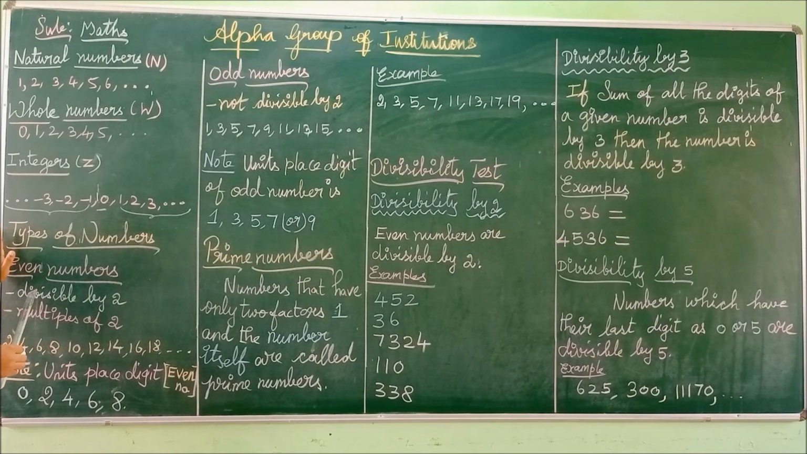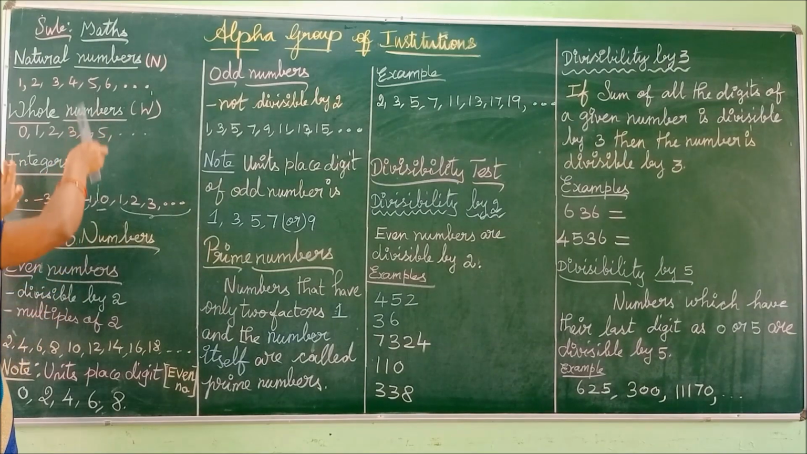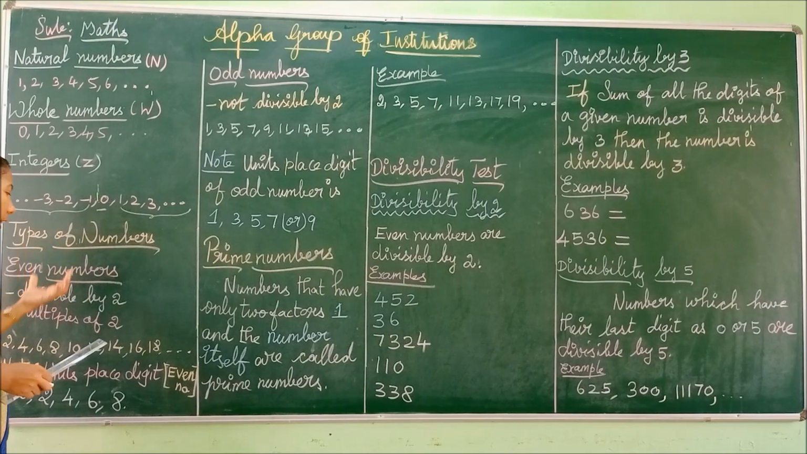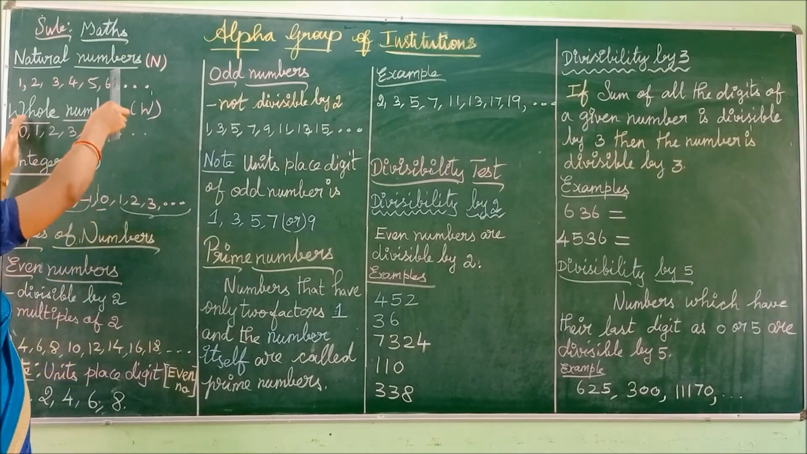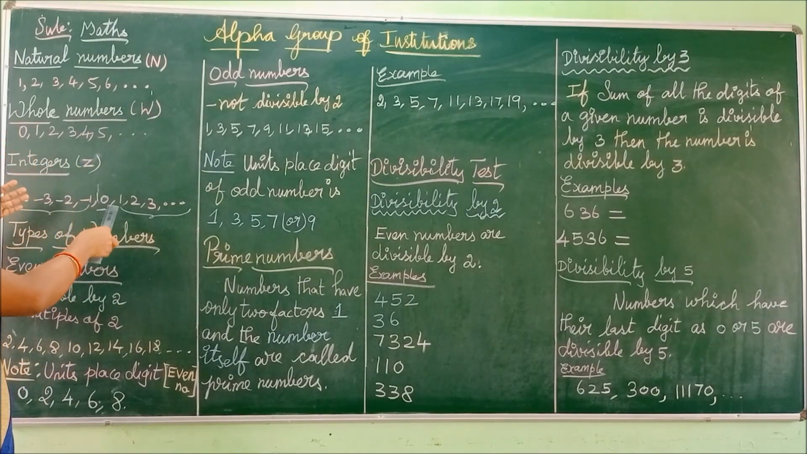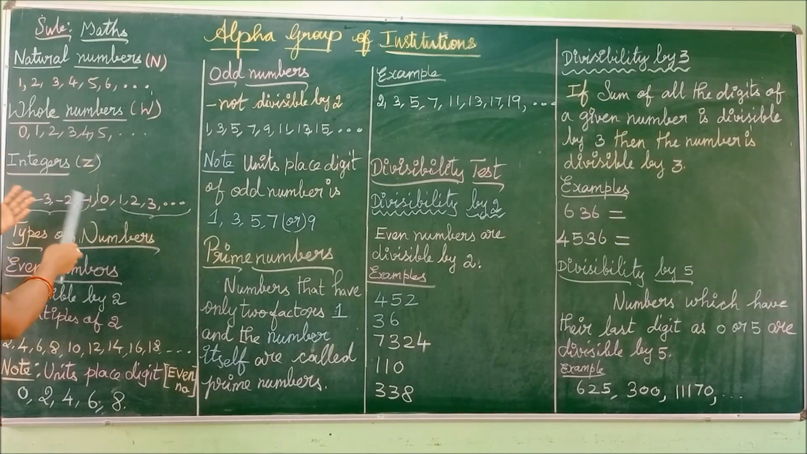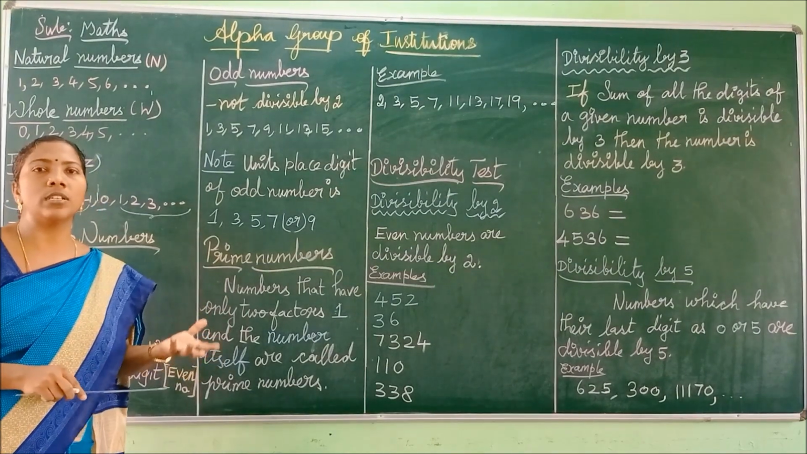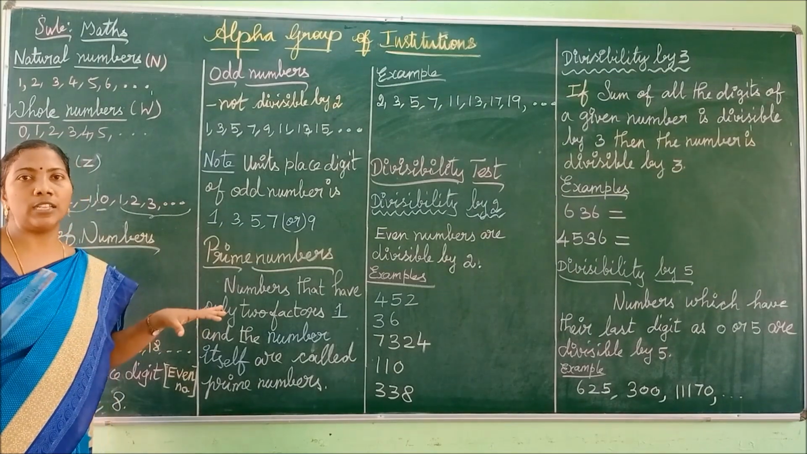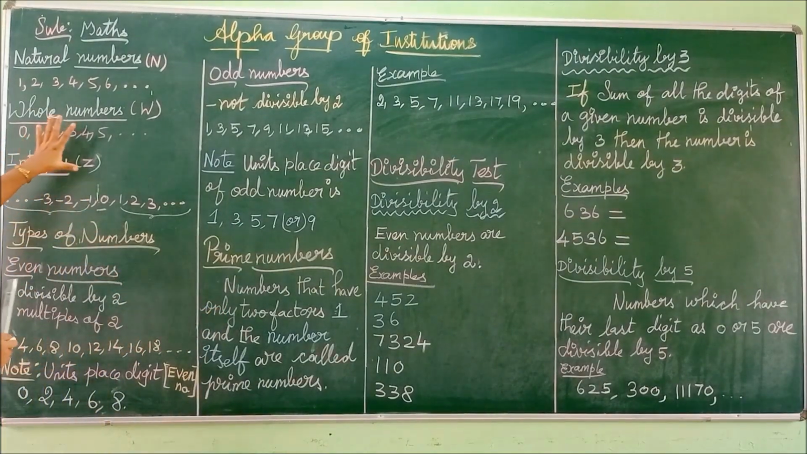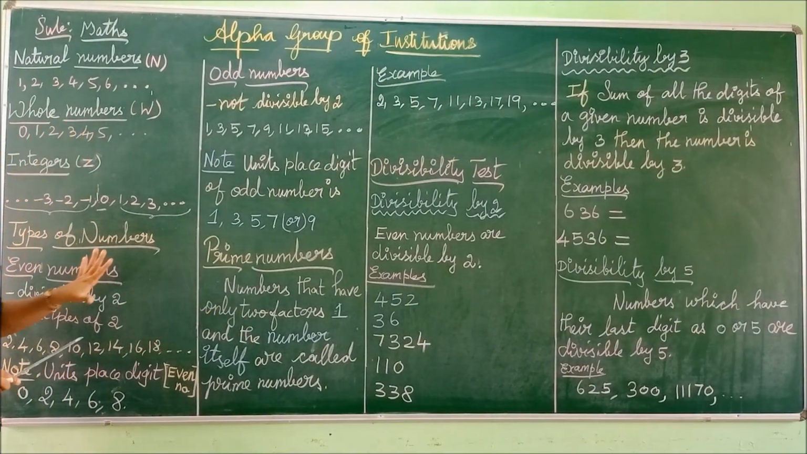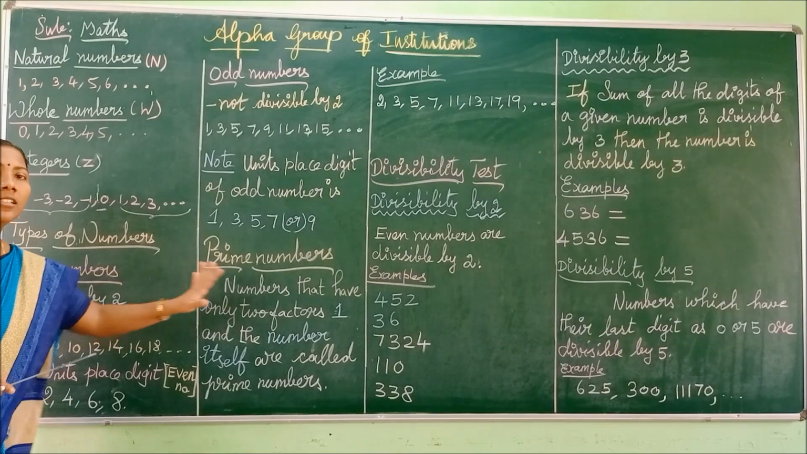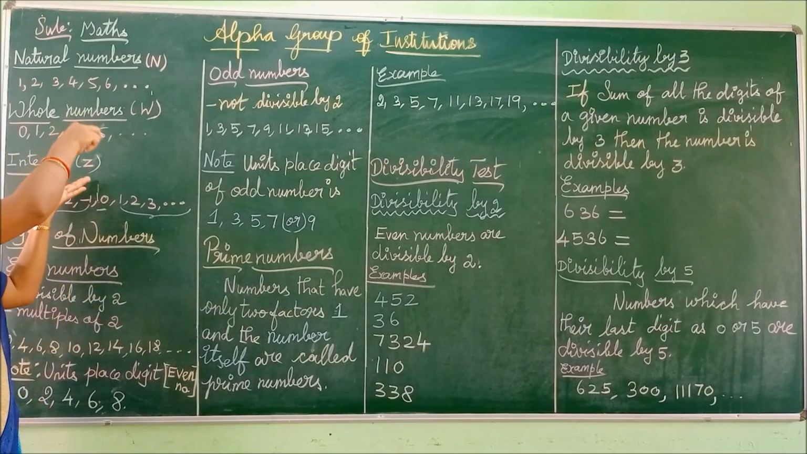Don't confuse these types of numbers with natural numbers and whole numbers. We are taking numbers from this system only, from natural numbers, whole numbers and integers. We are taking some numbers and classifying them as even numbers, odd numbers, prime numbers, composite numbers. Like that we are classifying such numbers. So this is the number system. These are the types of numbers. We are taking these numbers from this system only.